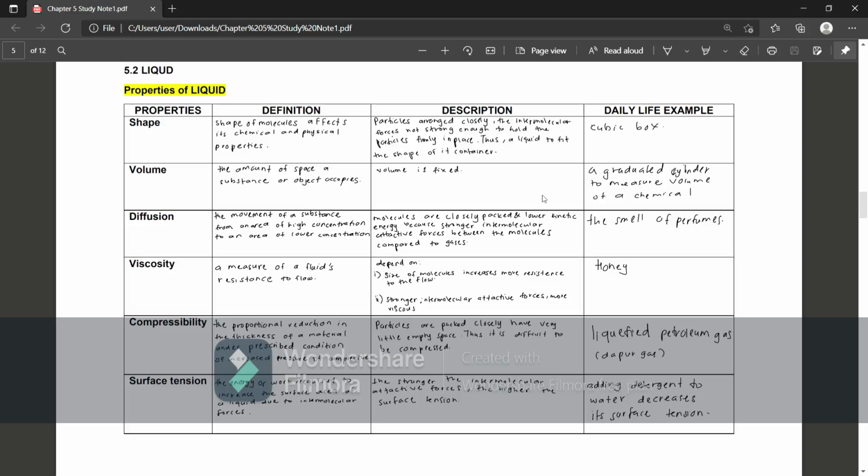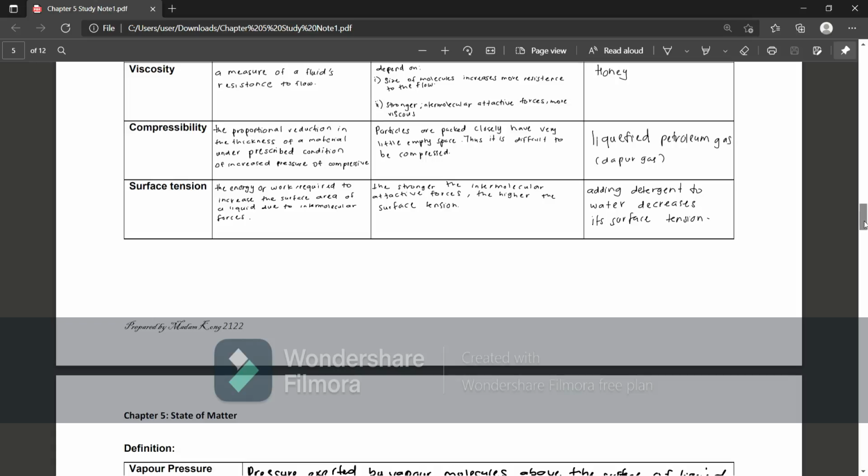Compressibility: the proportional reduction in the thickness of a material under prescribed conditions of increased compressive pressure. Description: particles are packed closely and have very little empty space, thus it is difficult to compress. Example: liquefied petroleum gas, gas dapur.